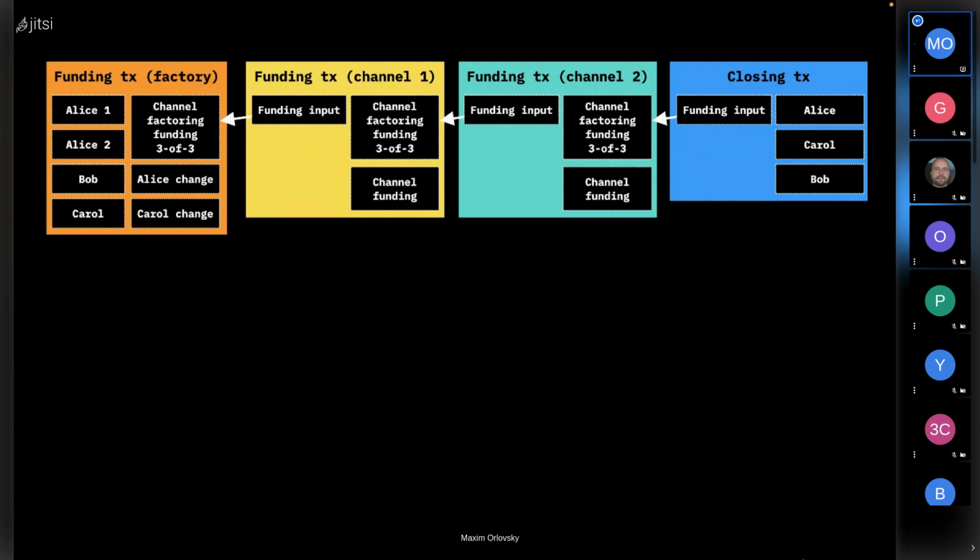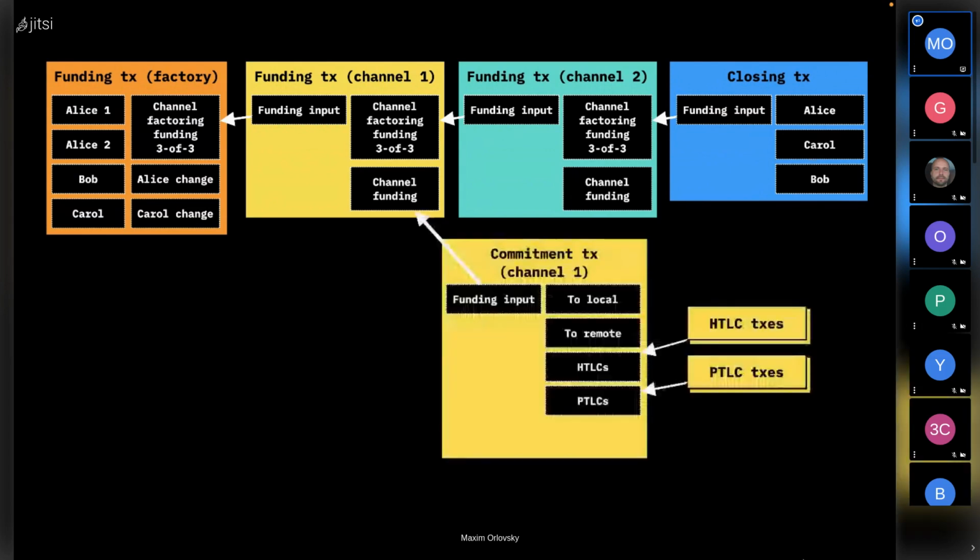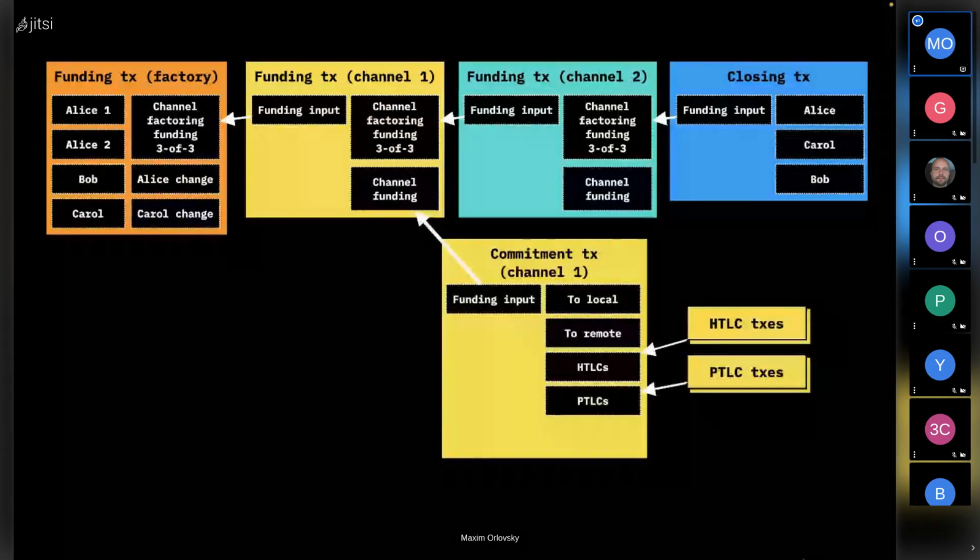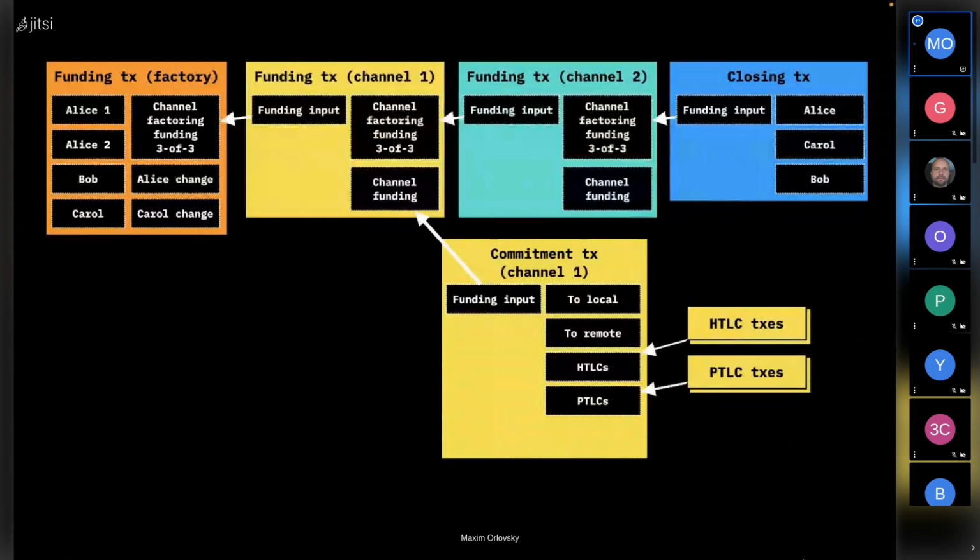And you see that the funding transactions for channels are part of the channel factory and not the specific channel 1, channel 2. That's what I was saying on the previous slide. Now, if we look into the structure of channel 1, we will see that it originates from the channel funding output, and it is composed of the commitment transaction and a set of HTLC transactions, like a normal Lightning channel.